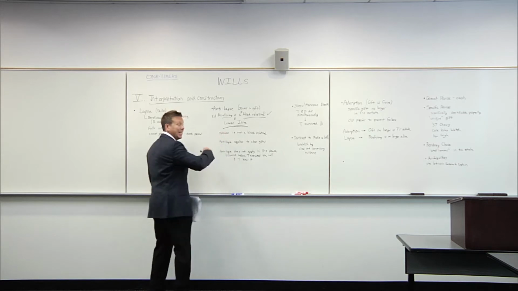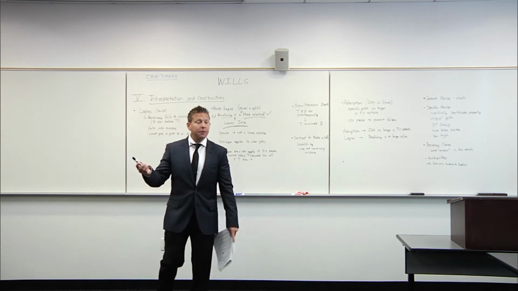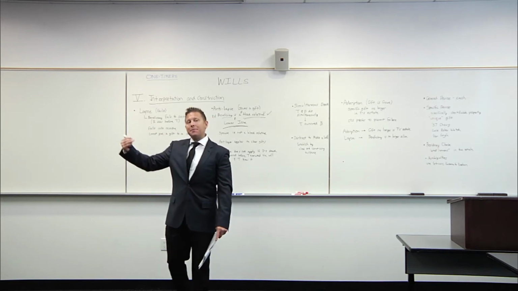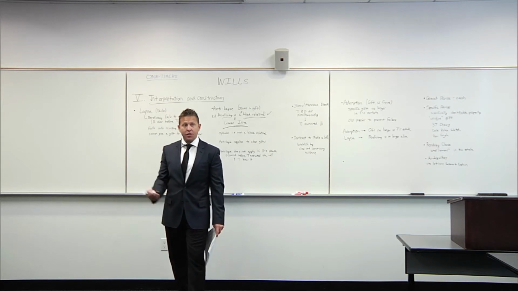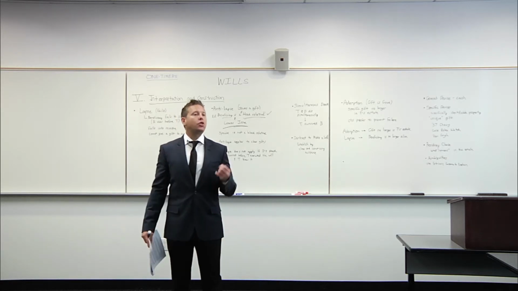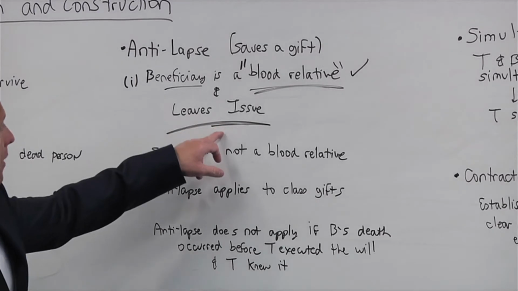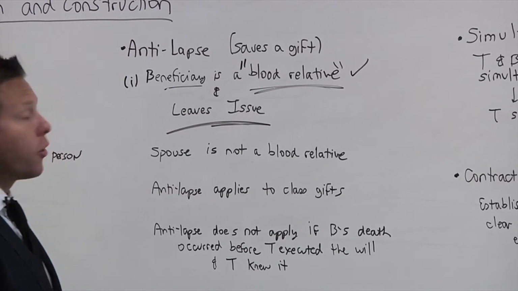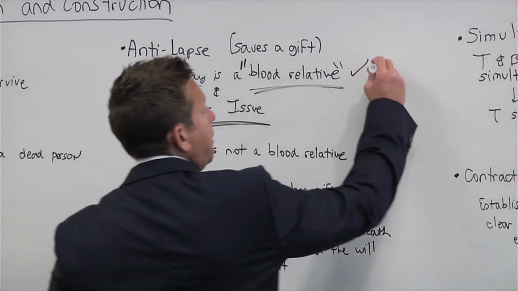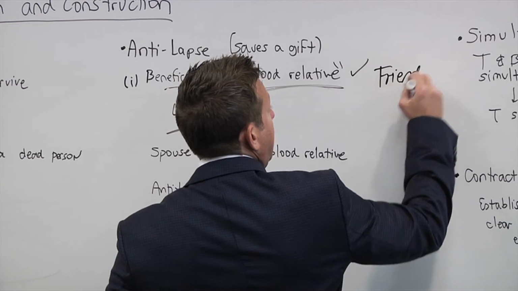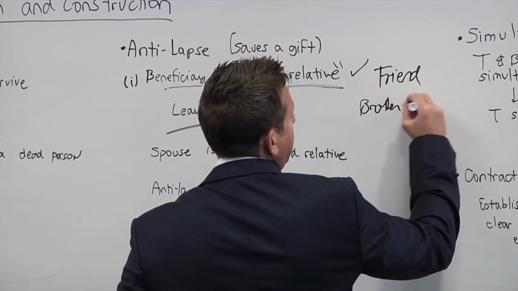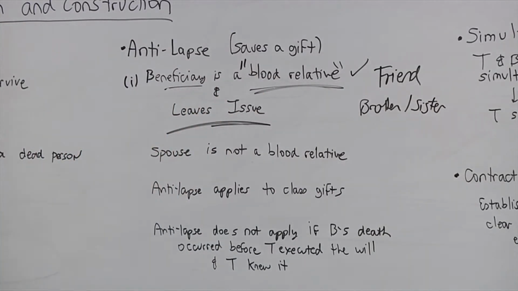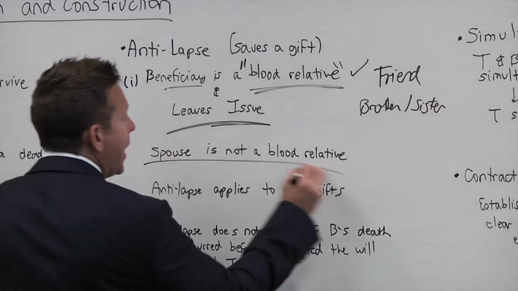Now, in the example that I used previously with my best friend Adam, I gave Adam my sports car. Adam and I are best friends. If Adam died before me, he's got two sons, Bronson and Brody. Bronson and Brody do not get it because even though Adam left issue, Adam is a beneficiary who is not a blood relative. He's my friend. So the way anti-lapse is going to apply is either it's going to be friend or it's going to be brother, sister, or something like that. And that's as far as the examiners go. Brother, sister, or friend. Now, don't forget, a spouse is not a blood relative.